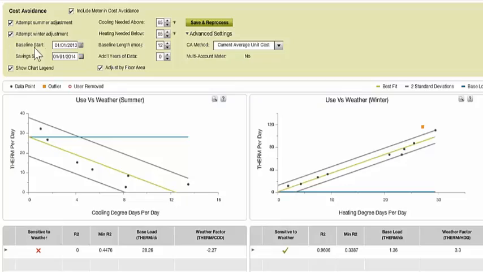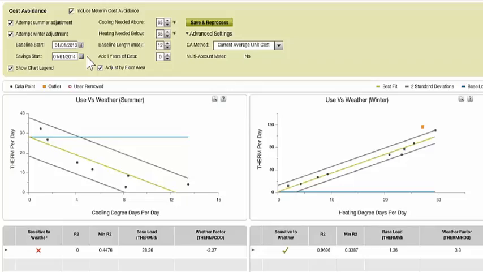The baseline year is set to start January 1, 2013. The baseline is a year long, 12 months. So the baseline is calendar year 2013. The savings start is set to January 1, 2014. So we're saying we have a year of baseline, and then as soon as the baseline is over, we're going to start to report cost avoidance.